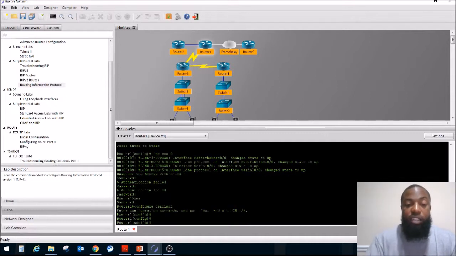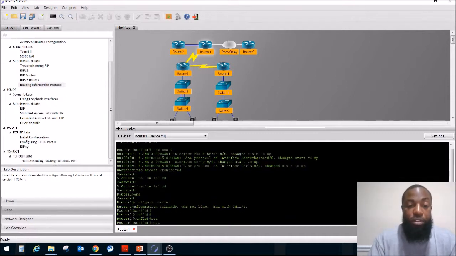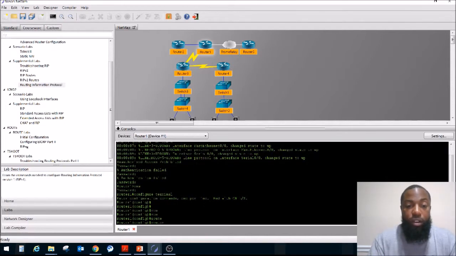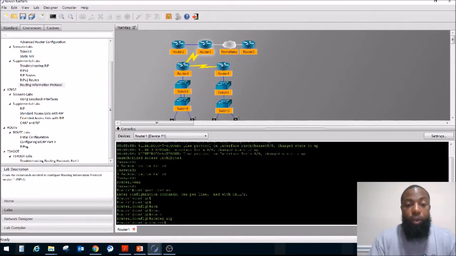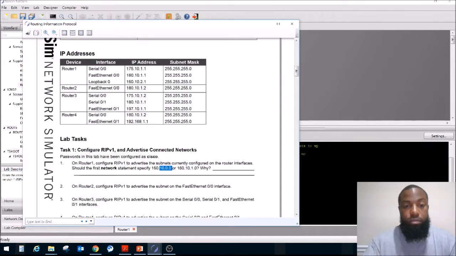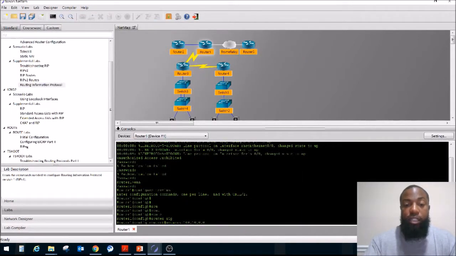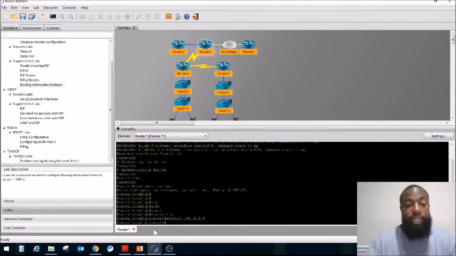All right, so we need to go, remember, it is router RIP. We're not going to do version 2 yet. So it says here version 1, so that means it's on by default, like I said before, right? We're going to do network 160.10.0.0, I believe it was. Yeah, 10.0.0. And that's pretty much it. That's the basic configuration for RIP.